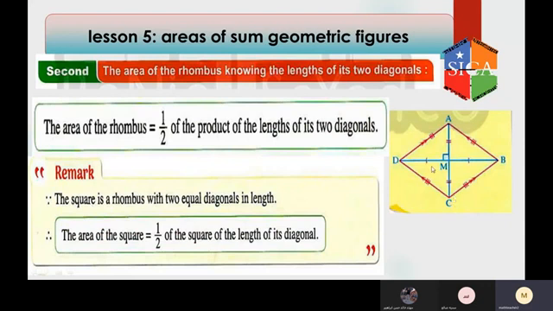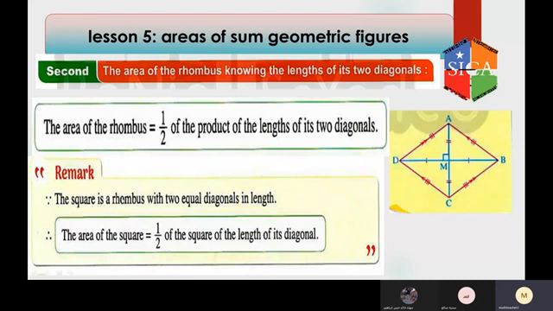Then the area equals half, and don't forget half, because when we get the area knowing the side length and the height, we multiply the height times the side length, or the side length times height. But here we take half times the first diagonal times the second diagonal, which is BD times AC times half. Don't forget the half.